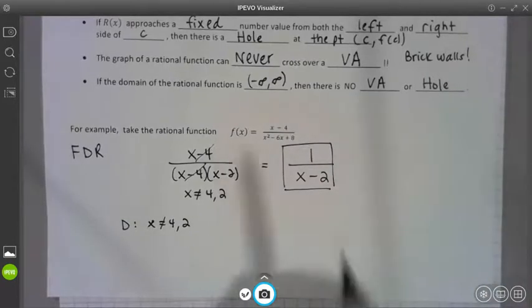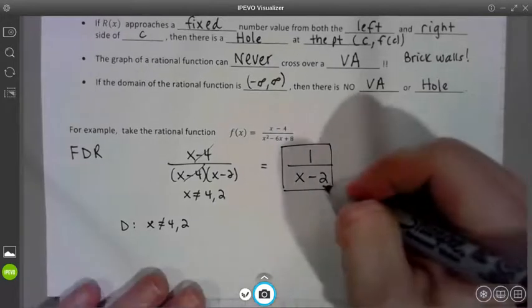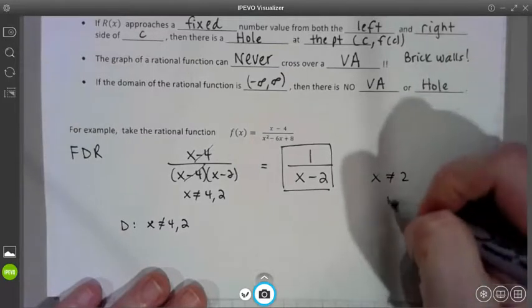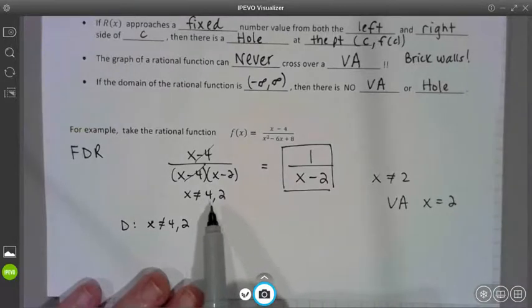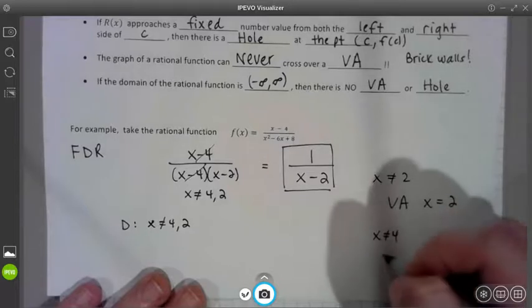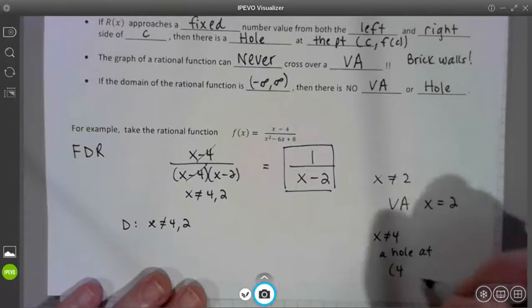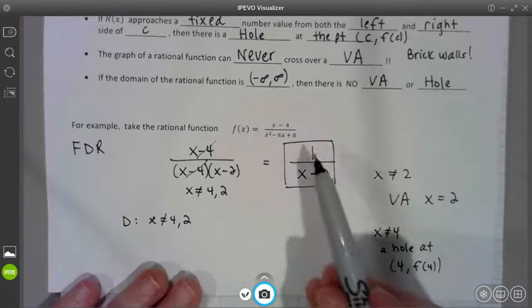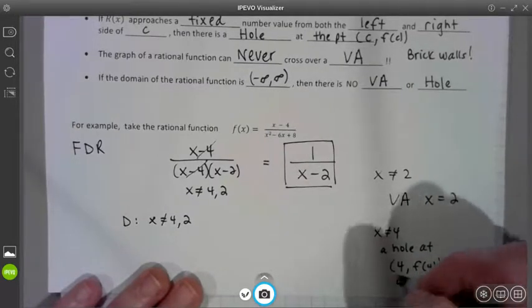So at the end of the day, whoever is still looking bad becomes a vertical asymptote. So since x cannot be 2 is still looking bad, that means that you have a vertical asymptote at x equals 2. But since x can't equal 4 doesn't look as bad anymore, but it still is bad, that just means you have a hole at the point x equals 4 and then whatever number you get out when you plug 4 into the reduced function. So 1 over 4 minus 2 would be a half. You have a hole at (4, 1/2).